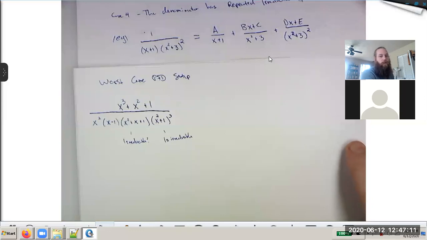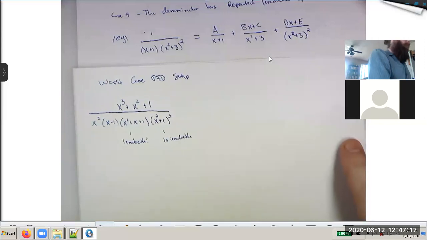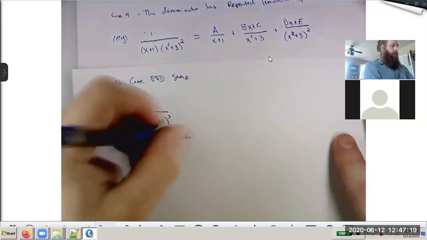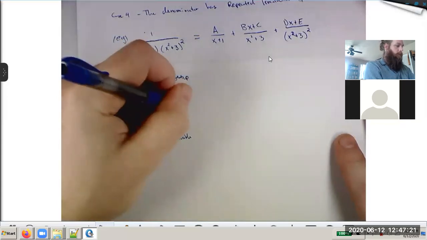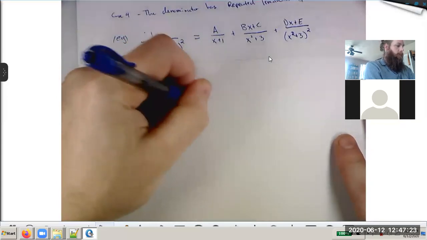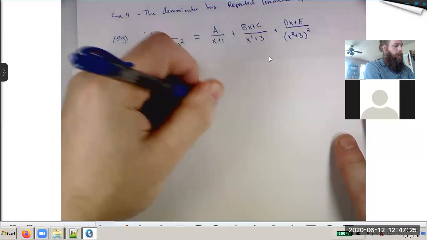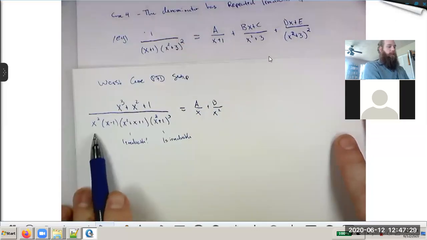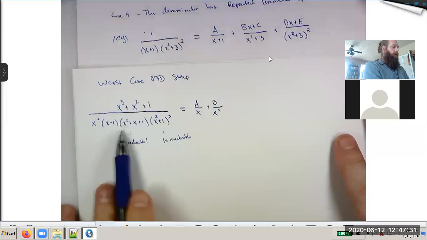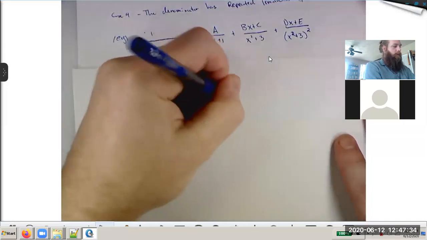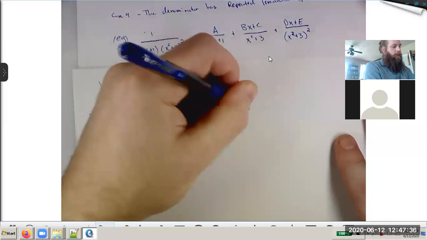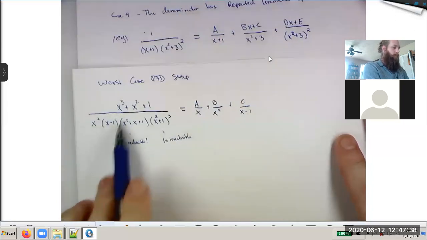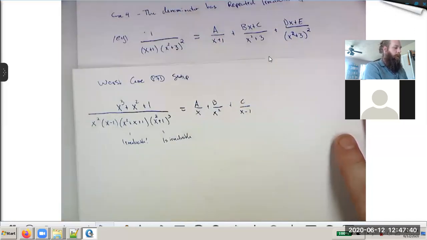So we know he's going to contribute 3 terms, each with a linear numerator. The PFD setup for this is a over x plus b over x squared. Those are both coming from this guy. This guy will give me a c over x minus 1, and he only shows up that one time because he's a linear factor that's not repeated.